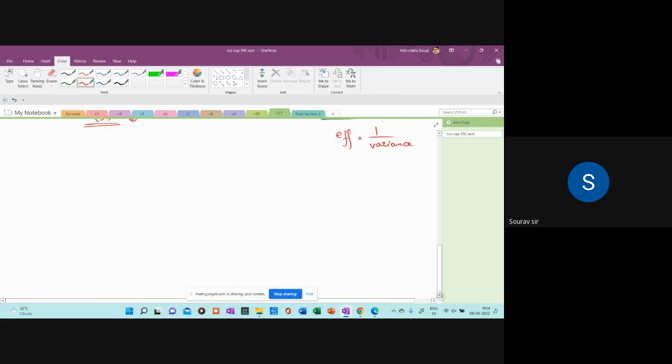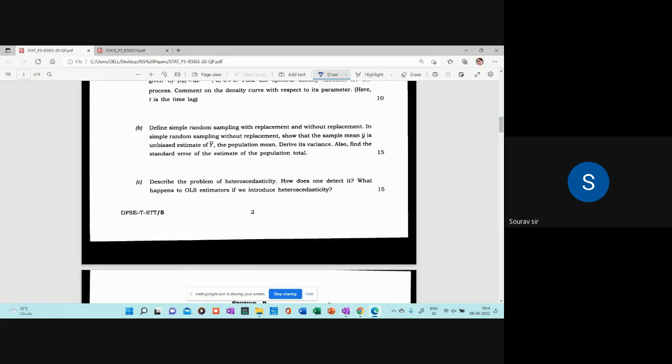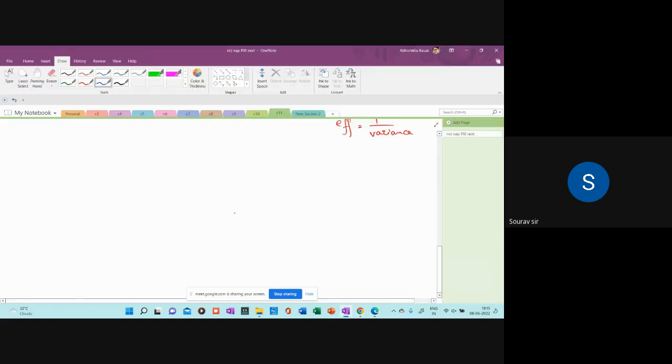This first part is taken care of by this portion. Next, coming to this first portion, we have already answered. Now, how does one detect it? What happens to the OLS estimator when we introduce heteroskedasticity? So, how does one detect it? That is the main question: when the variance does not take a constant value and depends on the variable itself and varies with respect to the variable, then heteroskedasticity arises.